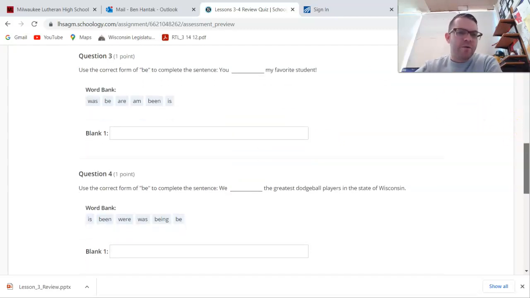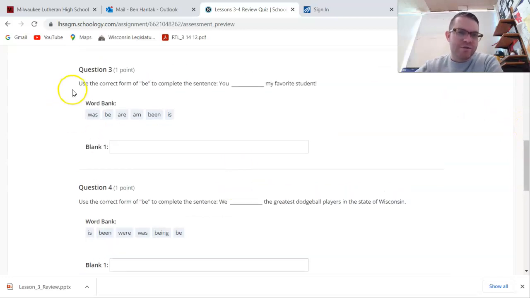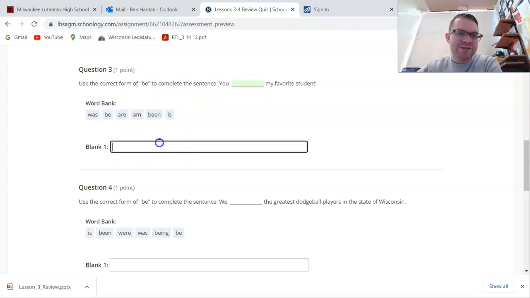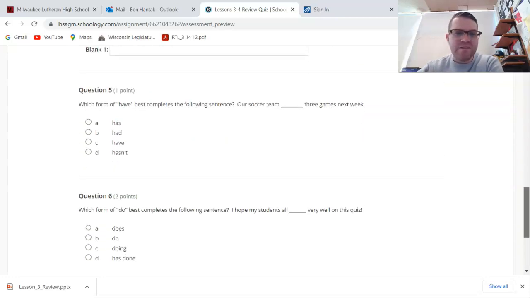3 and 4 are both using the verb be. It says use the correct form of be to complete the sentence. You blank, my favorite student. You should just be able to click on the blank and then click on the word you want to use. So whichever one you think is the correct form of be to complete that sentence, you might want to plug and chug and see which one sounds the best in there. Same thing for number 4.